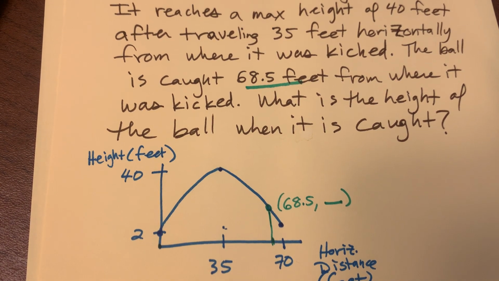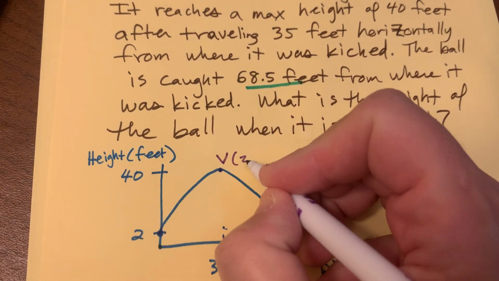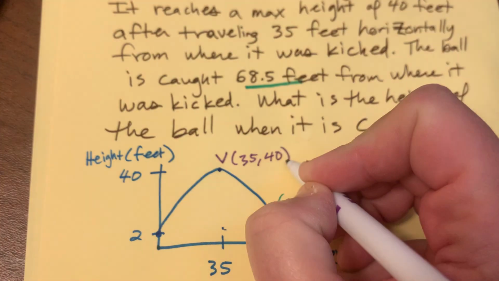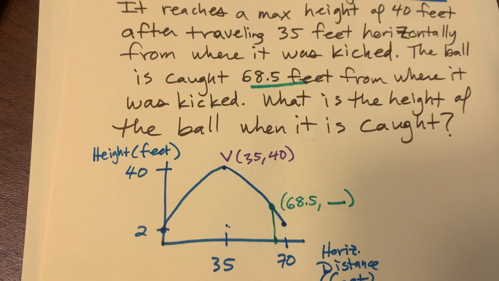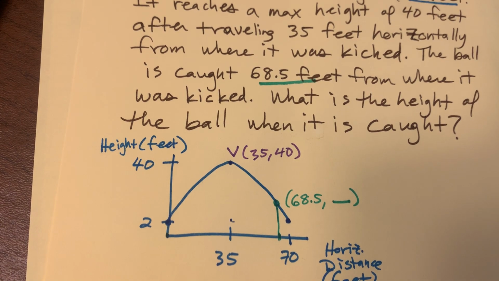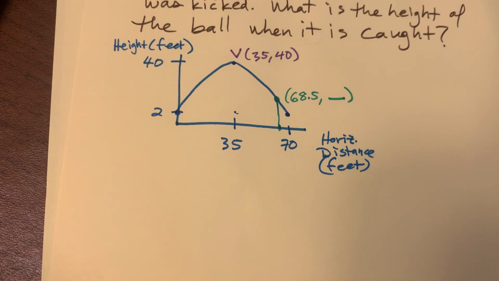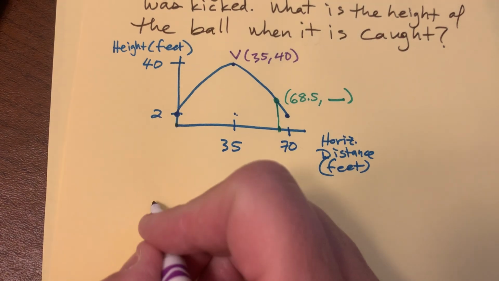Okay, this is a lot of information. So let's also label our vertex, so that helps us a little as we're trying to figure this stuff out. I have a vertex and I have a couple of points, so I can use vertex form to assist me in getting the equation.